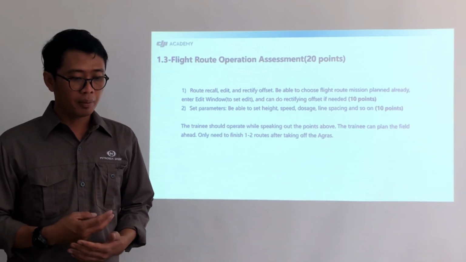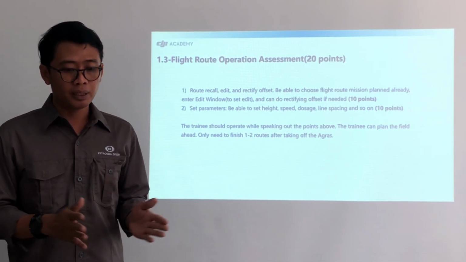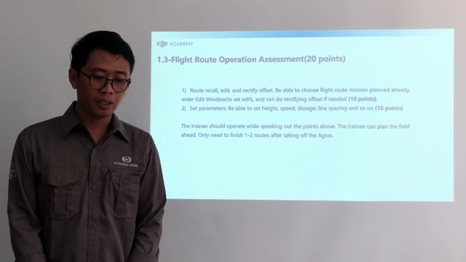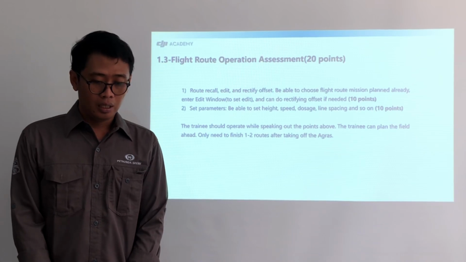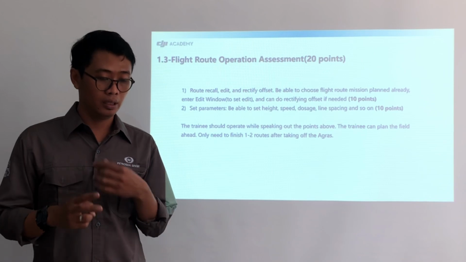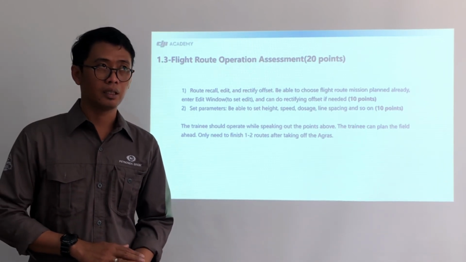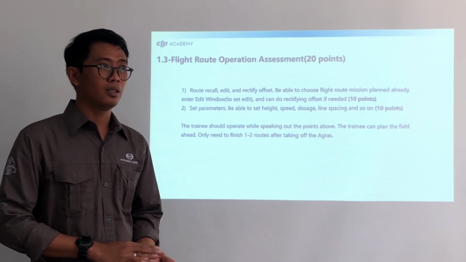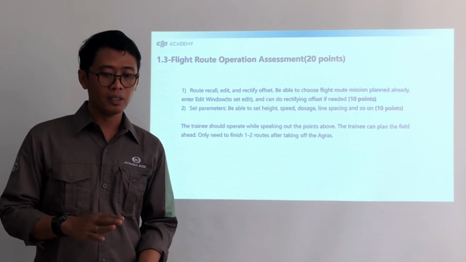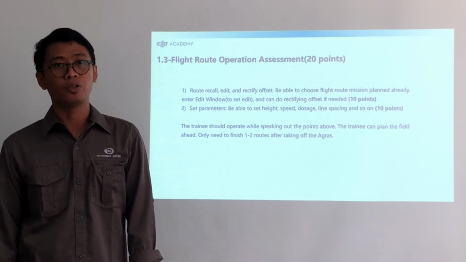And number 2, set parameters. Be able to set height, speed, and dosage, land spacing, and so on. The trainee should operate while speaking of the points above. The trainer can plan the field ahead, only need to finish 1 or 2 routes only after taking off the Agras, the DJI drones, DJI agricultural drones, I mean.